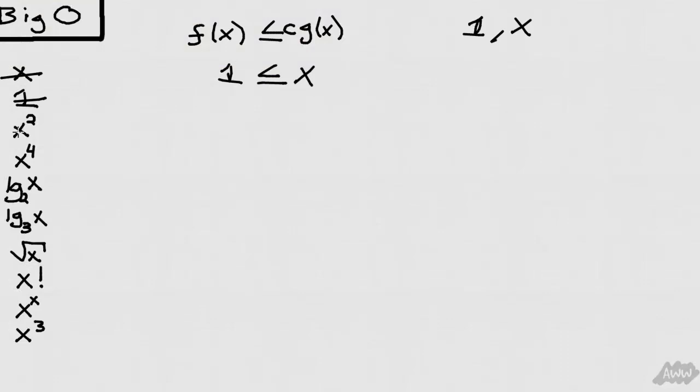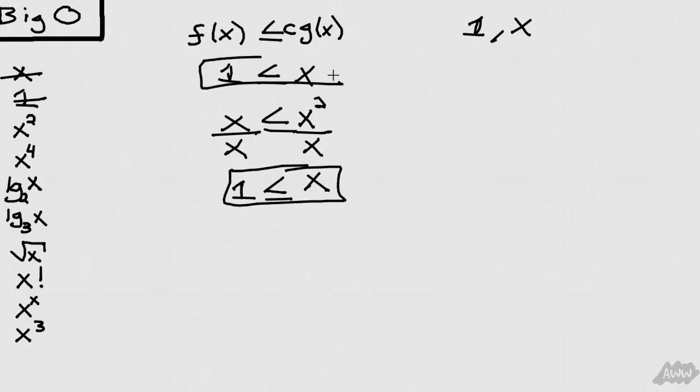Now we want to know where to place x squared. So we ask if x squared is larger than x. To do this, we can either graph it, or we can start algebraically and divide both sides by x. We get 1 is less than or equal to x, and this is true by what we did up here. So by this, we know that x squared is greater than x, and because it's greater than x, x is Big O of x squared.